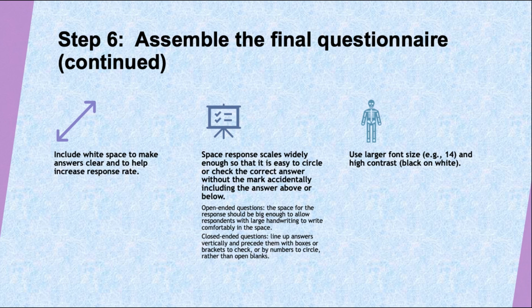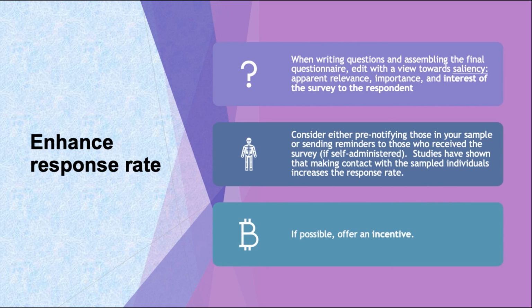For open-ended questions, the space for the response should be big enough to allow a respondent with large handwriting to write comfortably in the space. And also in close-ended questions, line up answers vertically but not horizontally, and precede them with boxes or a bracket to check, or a number to circle, rather than open blanks. And also use a large font size, for example 14, and high contrast, black on white. So it is easy for people to see the questions, and they should not struggle seeing them.